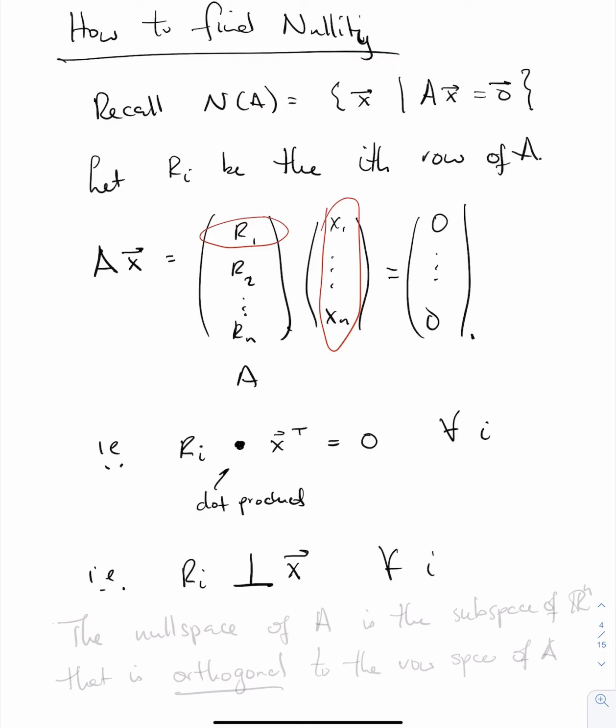Let's take a step back and see what this means. The null space of A is the subspace of R^n that is orthogonal, in the common use of the word orthogonal, we're going to talk about that later. The null space of A is a subspace of R^n that is orthogonal to the row space of A.